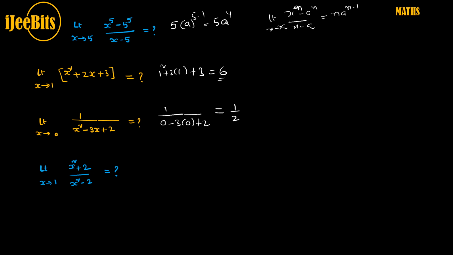So let's come to here. Limit x tends to 1, x square plus 2 divided by x square minus 2. How do you define? Plug in the value: 1 square plus 2 divided by 1 square minus 2. So 1 plus 2 is 3 by minus 1, equal to minus 3 value. Are you clear? This is how you can actually solve the limits problems in a short note.